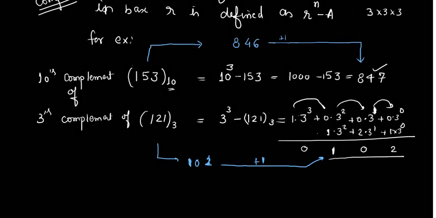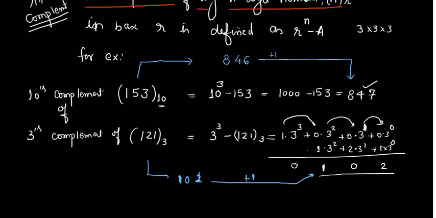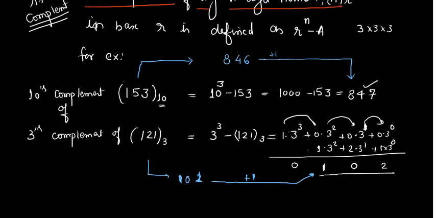Similarly, for the 3's complement of 121, which is a number written in base 3, if we solve it we get the answer as 102. One can say that this job is also tedious, that we have to subtract from R to the power n. But there is a very simple method in order to find out the R's complement of a number.